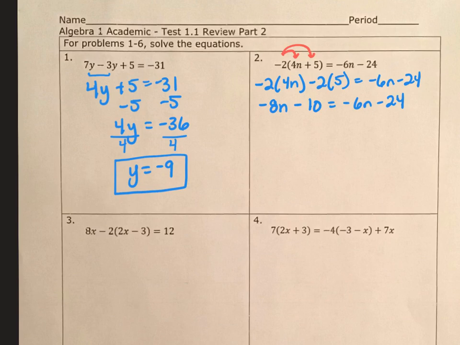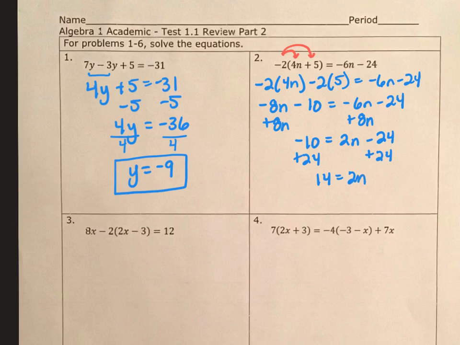Okay, now my next step is to move my smallest variable. Okay, again, be careful. Negative 8 is smaller than negative 6. So I move that by adding 8n to both sides. Over here, I'm left with negative 10 equals negative 6 plus 8n is positive 2n minus 24. Okay, my next step is to move constants using addition or subtraction. So if I have a negative 24, I get rid of that by adding 24 to both sides to balance my equation. Negative 10 plus 24 is a positive 14 equals 2n.